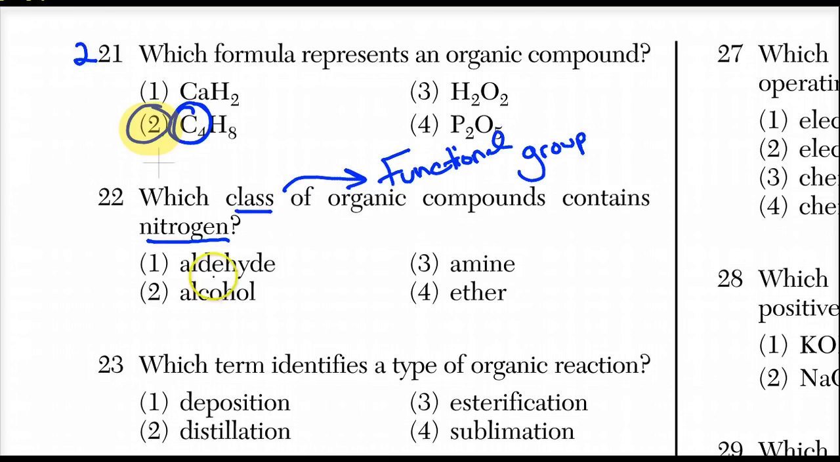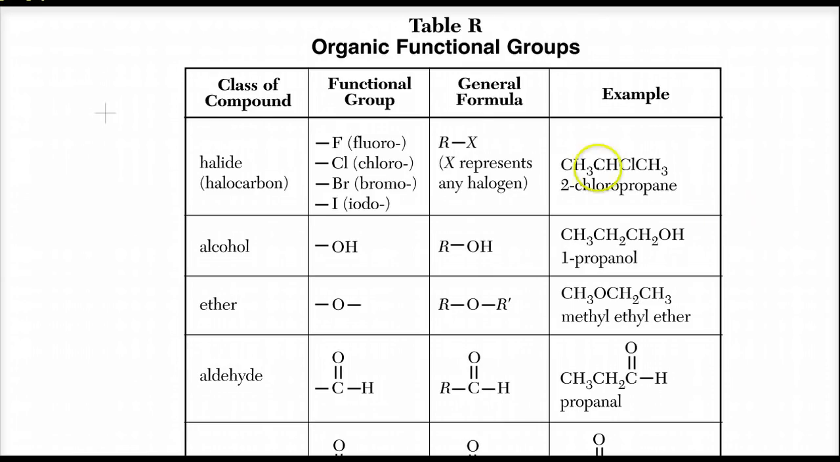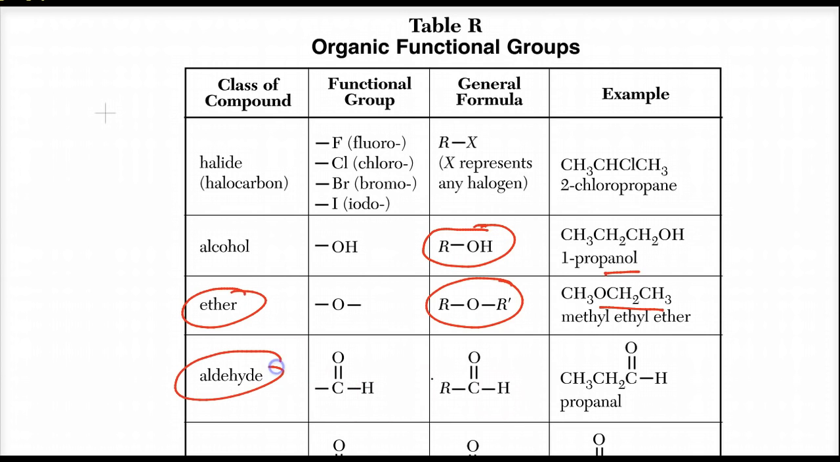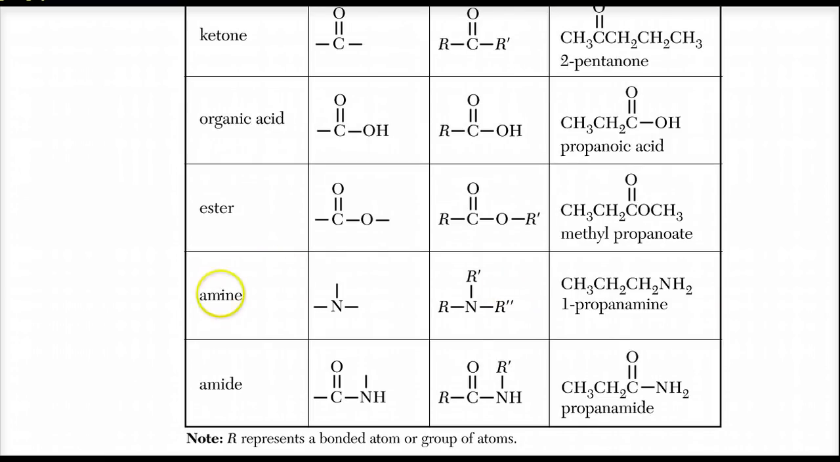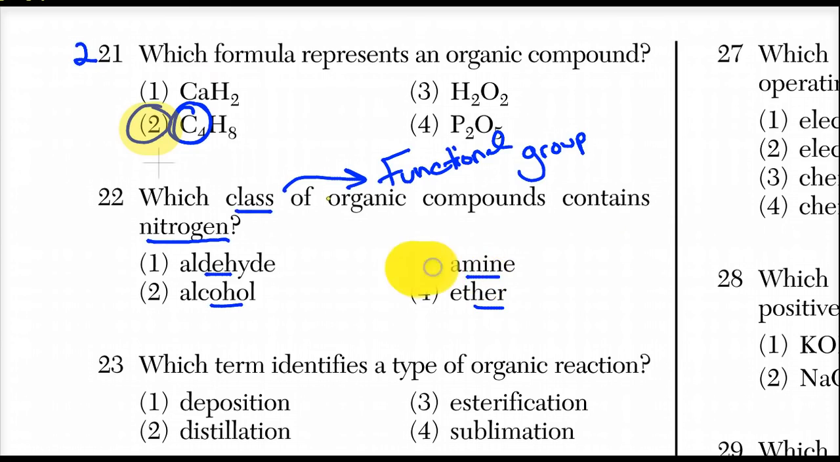It gives the carbon chain a distinct property because of this arrangement of atoms. So let's go to Table R, look up aldehydes, alcohols, amines, and ethers. So here we are, Table R, and alcohols don't have any nitrogen. Ether, there's no nitrogen. Look at the example. Aldehydes, there is no nitrogen. There's no N here. We go down to the amines. Oh, there it is. And there's an N there. So clearly amine is the answer. Just have to know where to look. So amine's the answer. So number 3 is 22.